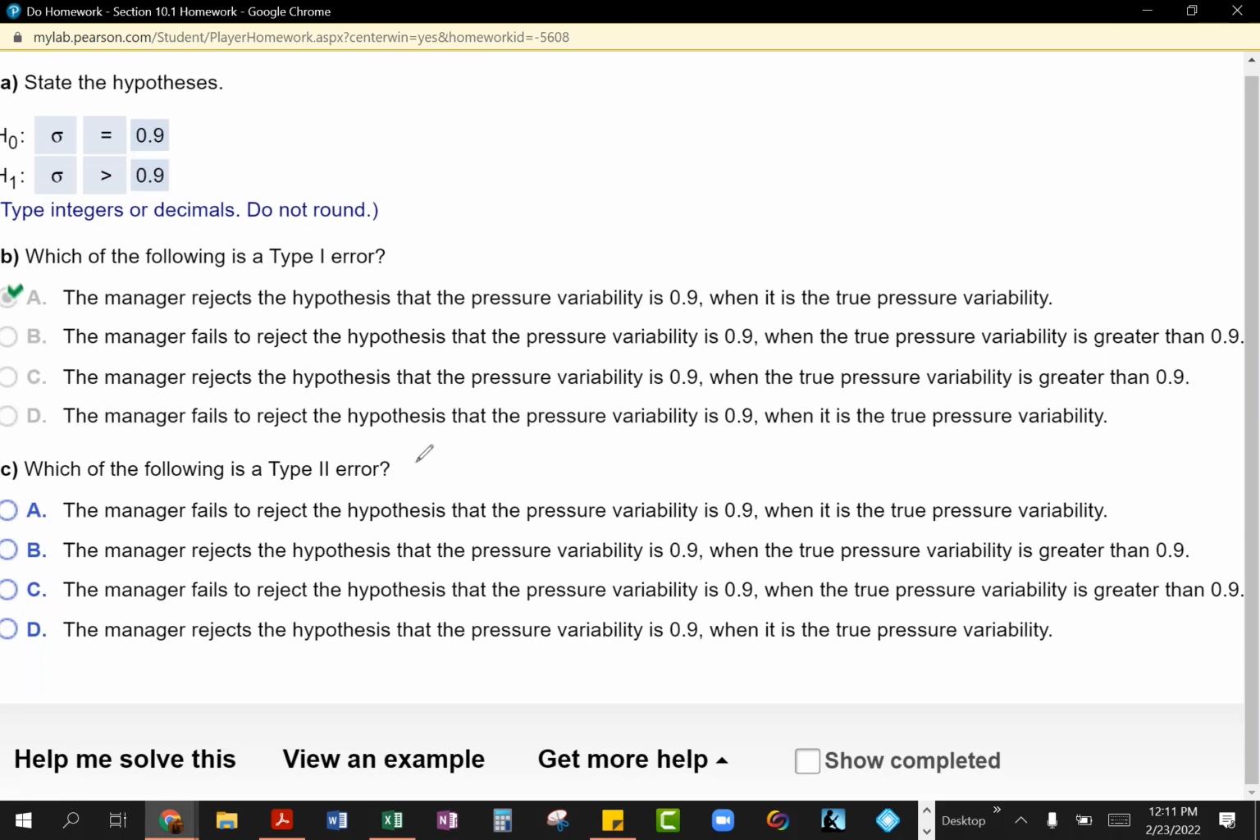So remember, type 2 happens when you do not reject the null hypothesis, when the alternate hypothesis is true. So which one seems to go along those lines, that we're saying you should have rejected null when you didn't because the alternate was true? And remember, the alternate says the pressure variability is greater than 0.9.